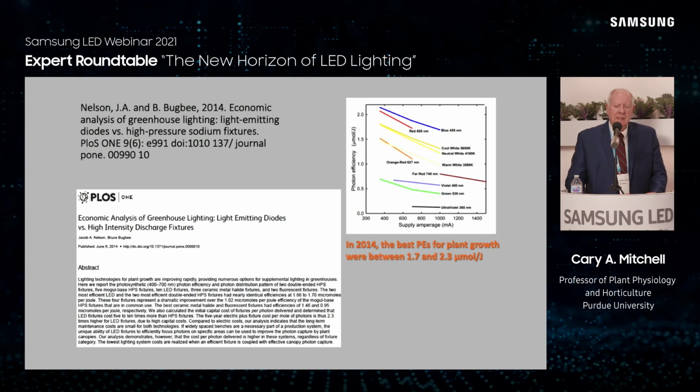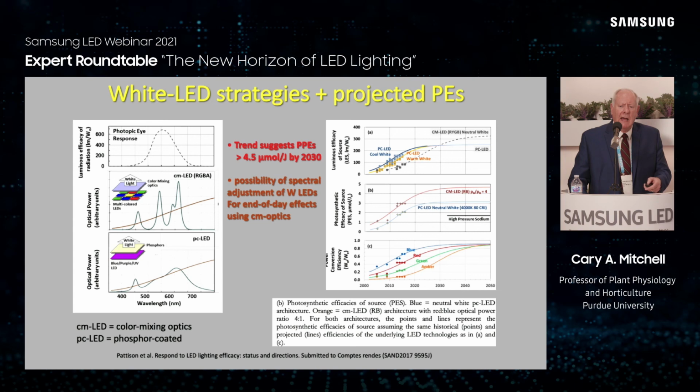However, PPEs, the photosynthetic photon efficacies, are going up. In 2014, the best PPEs for plant growth were between 1.7 and 2.3. Well, they're a lot higher than that now.